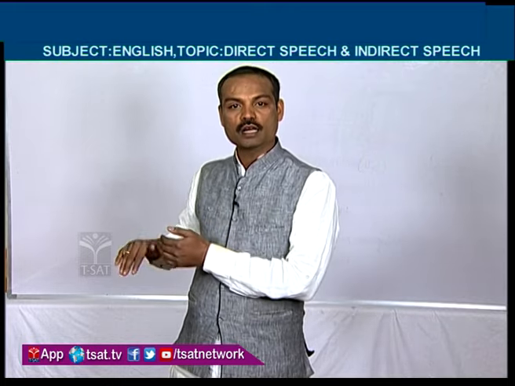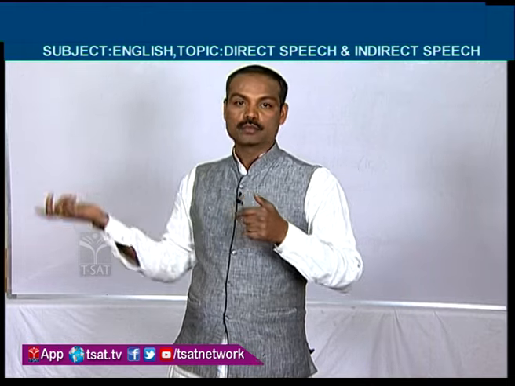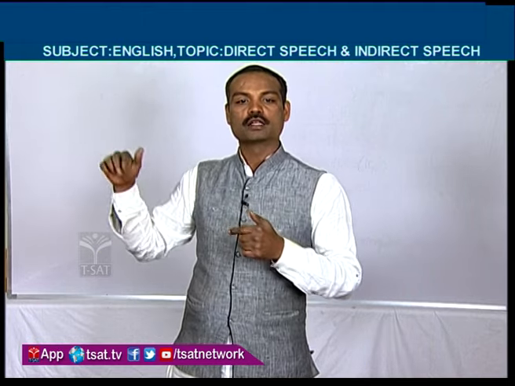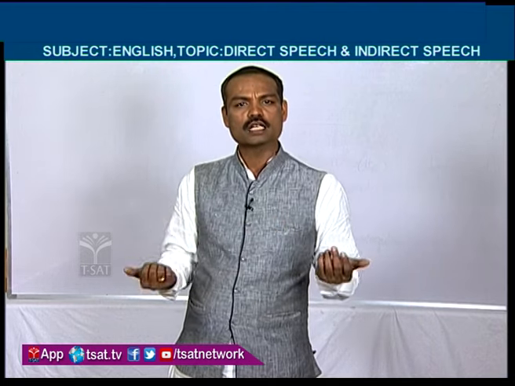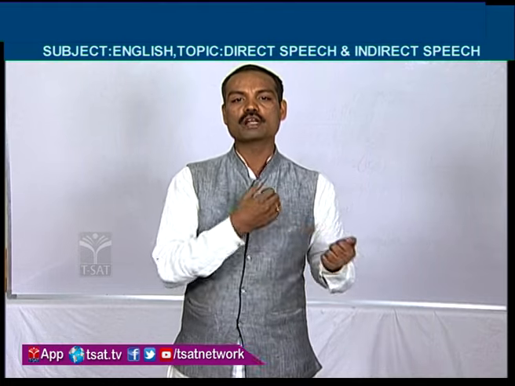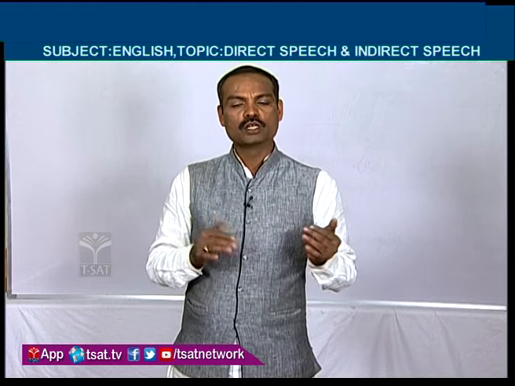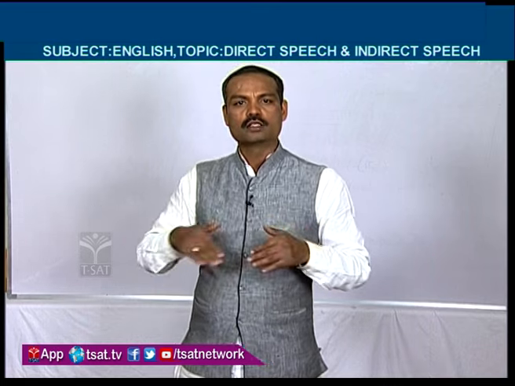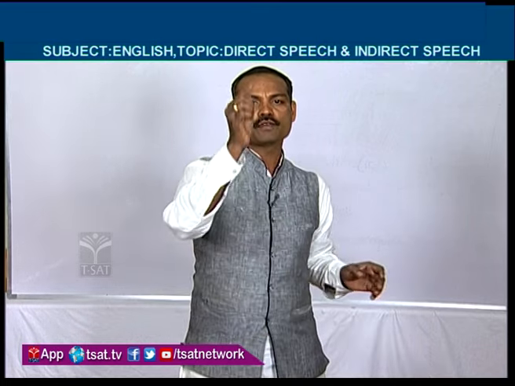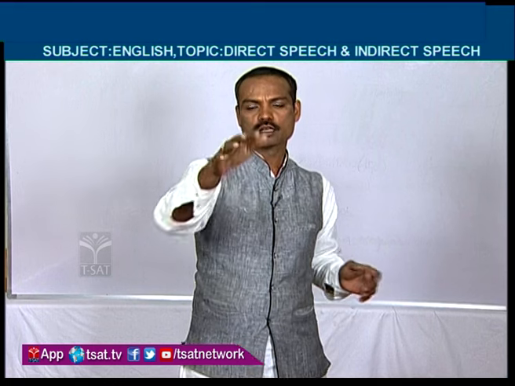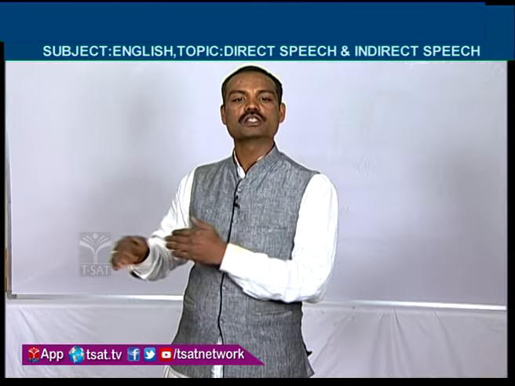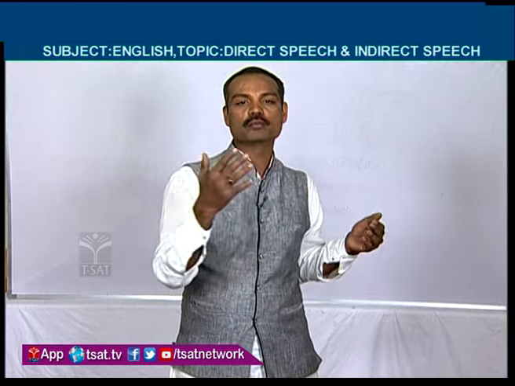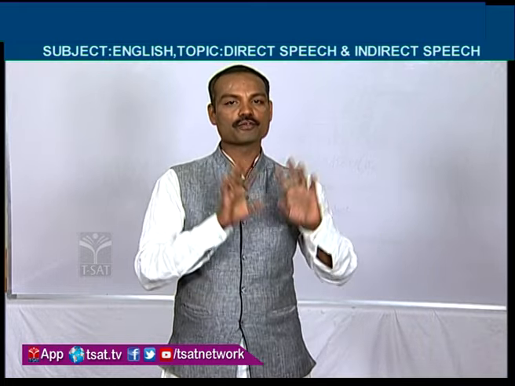She was waiting for him then. Now becomes then. If they give now, we should change into then. But in this sentence, they did not give now. In the first example, they have given now. In the second example, they did not give. So if they don't give, you should not write. Just what did she tell you? I am waiting for you, that's all. So, the answer is, she told him that she was waiting for him. This is the answer. Next, let's see the last example of present continuous.